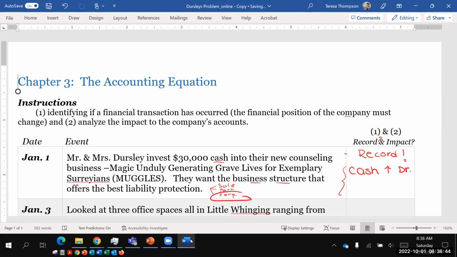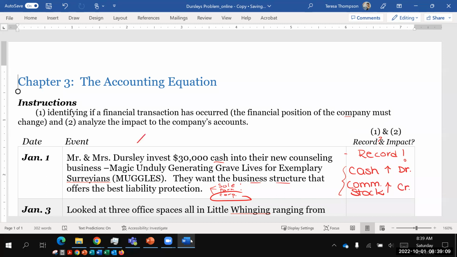The reason we need to know that is because we need to know what offset account to use. Since it's a corporation, we're going to use common stock. If it had been a sole proprietorship or a partnership, you would have used something like capital stock or owner's capital, something like that. All right, so that gets increased, and we increase common stock with a credit.